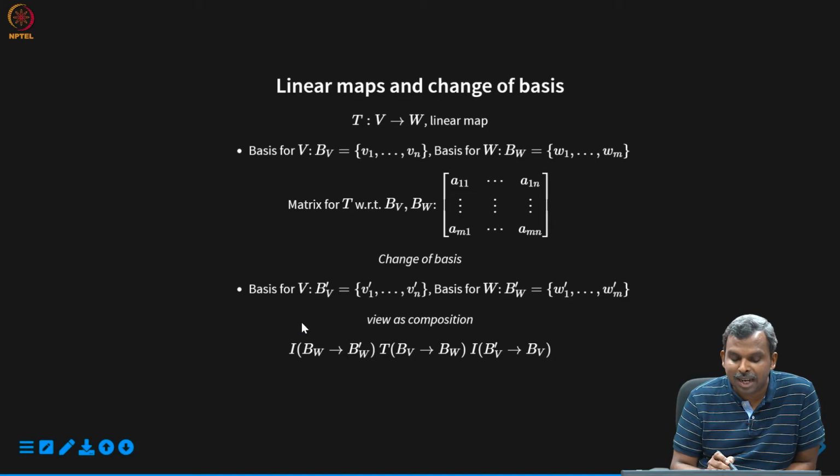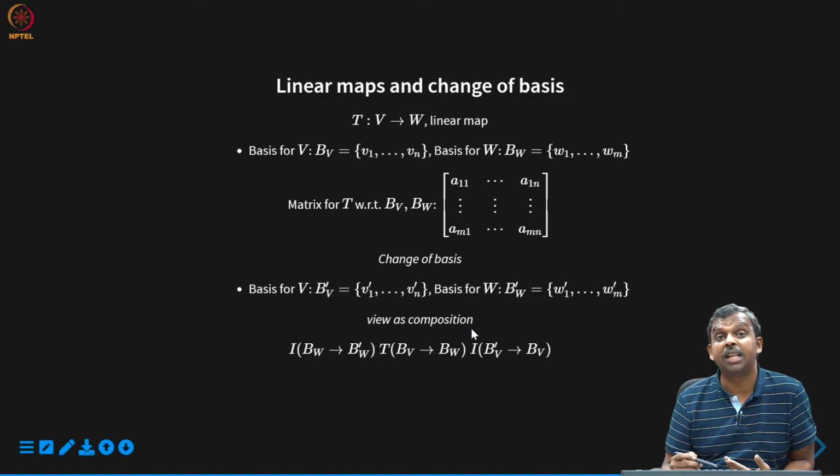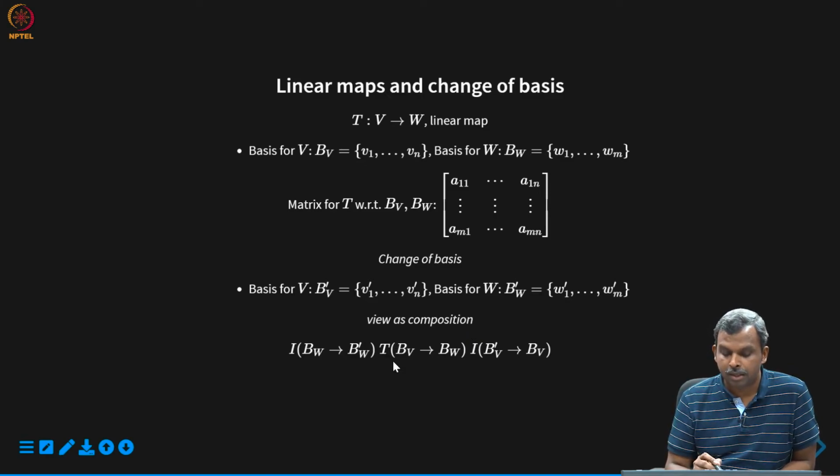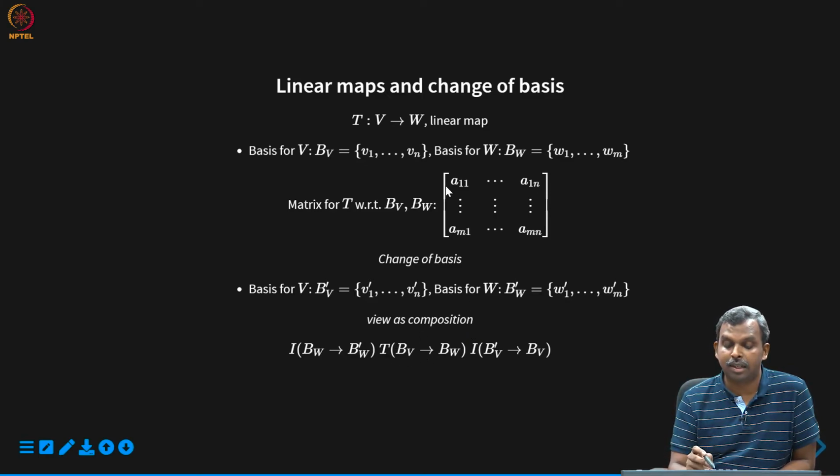What do I do? I hit the identity map again, which goes from BW to BW prime. I change basis in W from BW to BW prime. So this is what I need to do a change of basis for a linear map. A linear map T is specified as a matrix given a particular basis BV, BW.